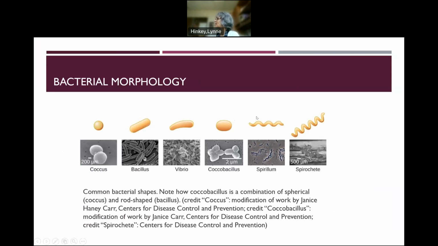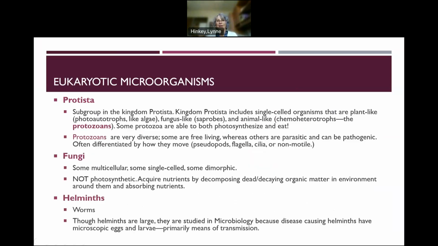And then we have spirillum, which are spiral shaped and flexible, and spirochetes, which are very helical, rigid, like a corkscrew structure. That's our general broad overview of bacteria and archaea. Our prokaryotes, pro before karyote, the nut or the seed, that nucleus.